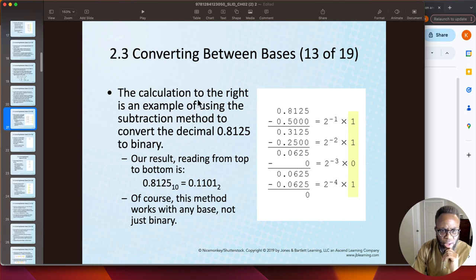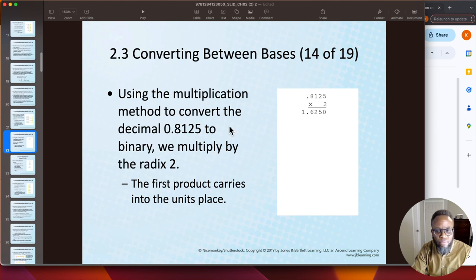Now, this one is, what are we doing here? So the calculation to the right is an example of using the subtraction method to convert. So you folks can go through this example. Like I said, I'm not very familiar with this example, I'll be honest. I didn't learn it this way. But you folks can go through it and see if you can make sense of it. But again, either way works. At the end of the day, if you have one method that you understand fully and that method works for you, pick that method.